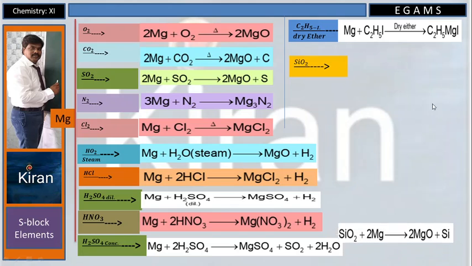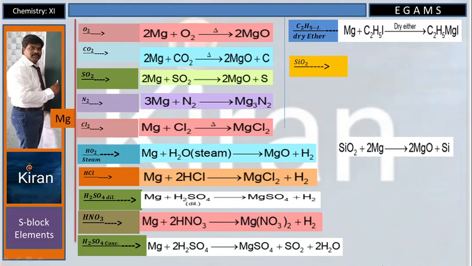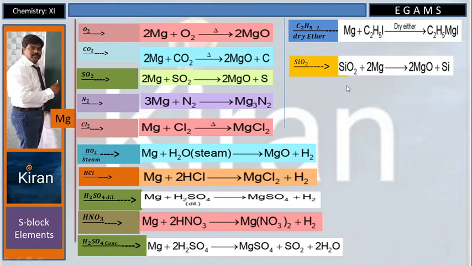When it reacts with silicon dioxide, in the same way, oxygen is added to the magnesium. An oxygen acceptor is also known as a reducing agent. This example shows magnesium acting as a reducing agent. So these are the chemical properties of magnesium. Physical properties, chemical properties, and then you can learn about the uses also. So this is about your first A group and second A group elements.